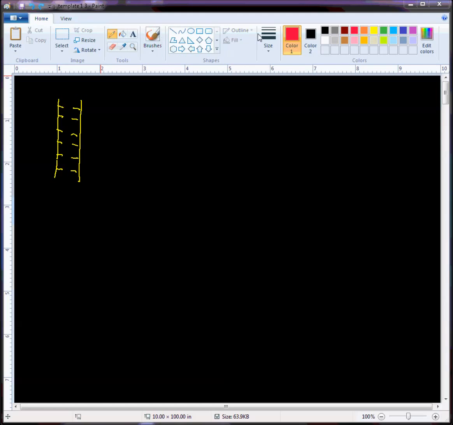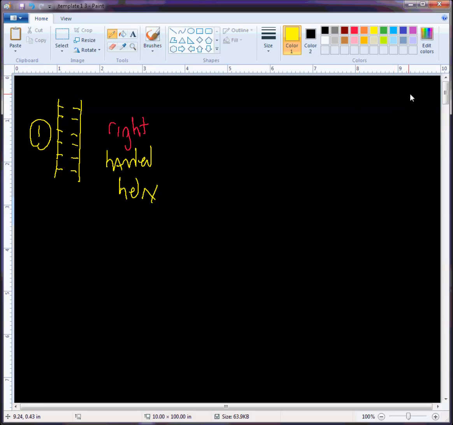Two strands and a double helix, a right-handed helix. Okay, so that's one thing we wanted to remember.